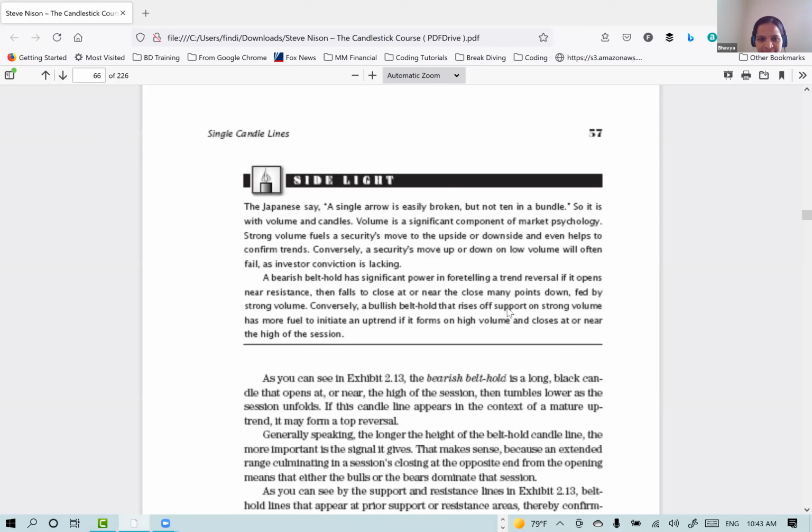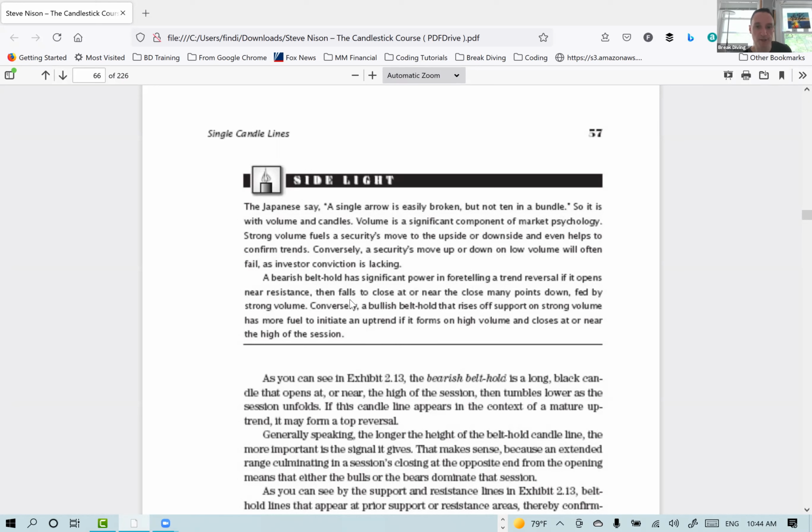The Japanese say a single arrow is easily broken, but not 10 in a bundle. So it is with volume in candles. Volume is a significant component of market psychology. Strong volume fuels a security's move to the upside or downside and even helps to confirm trends. Conversely, a security's move up or down on low volume will often fail as investor conviction is lacking.